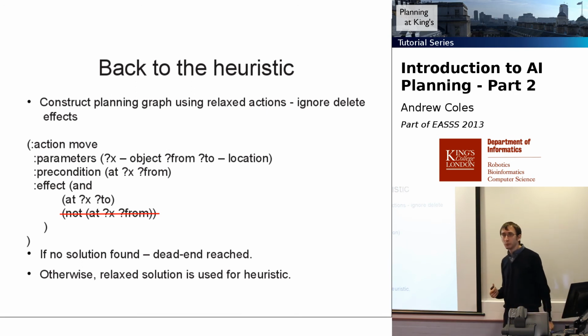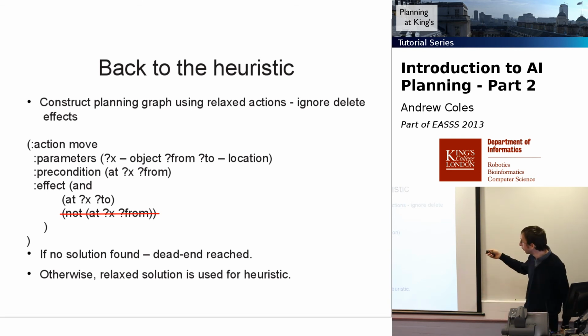How are we actually going to plan with this? Well, let's recap the heuristic. So the relaxed planning graph heuristic was based on propositions and this idea of ignoring delete effects. So for instance, if we took this action move, which takes some object from one location to another, we would just say we're going to ignore that delete effect here, but not at x from. So we're just going to keep this positive effect.